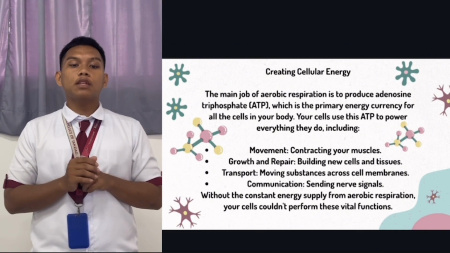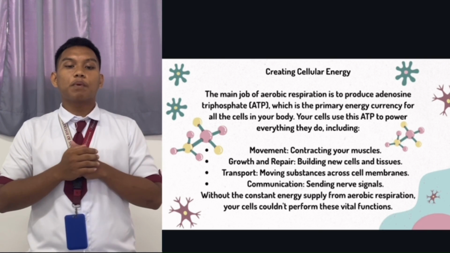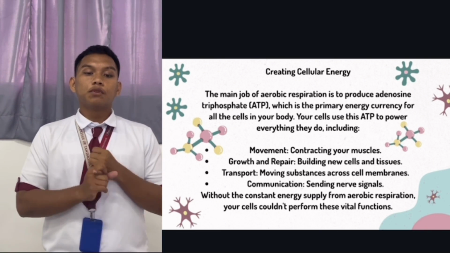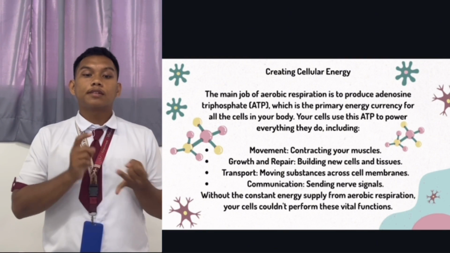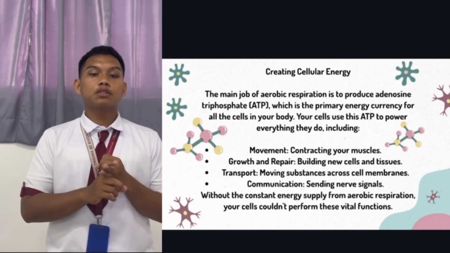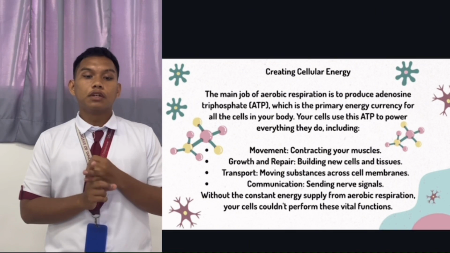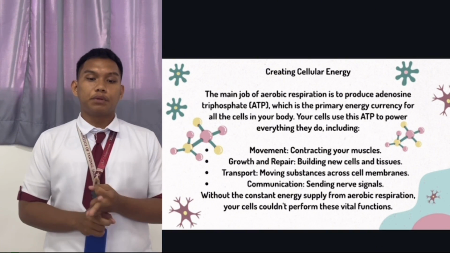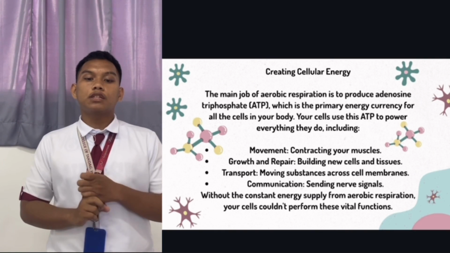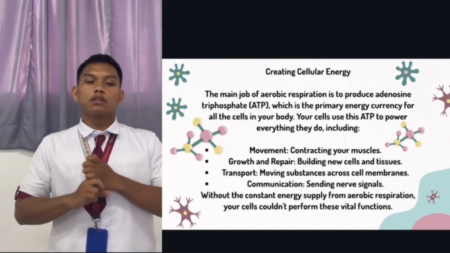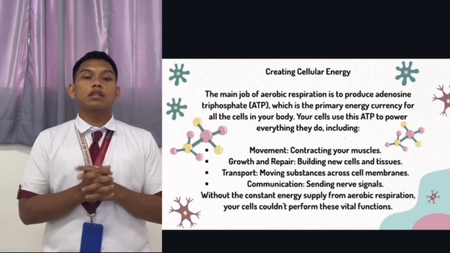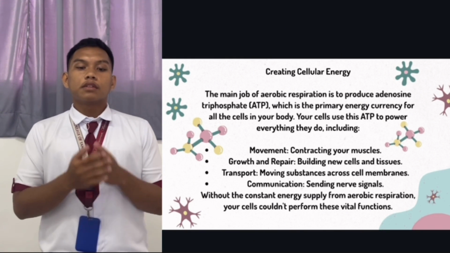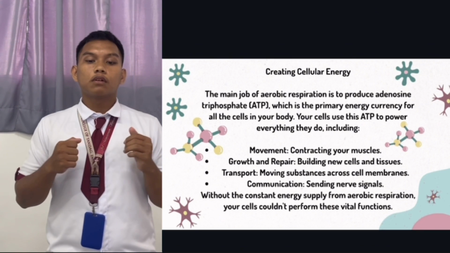Your cells use ATP to power everything they do, including, first, movement, contracting your muscles. Second, growth and repair, building new cells and tissues when you are injured. Third, transporting, moving substances across the cell membranes. And lastly, communication, sending nerve signals through your body. Without this constant energy supply from aerobic respiration, the cells couldn't perform these vital functions.